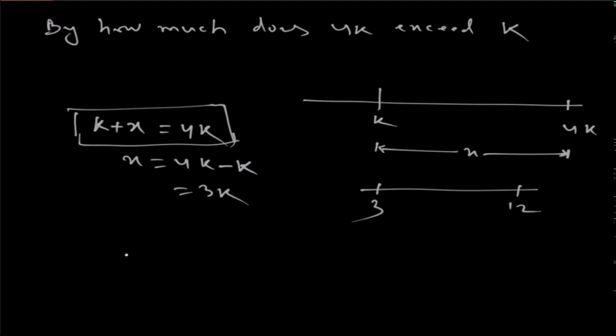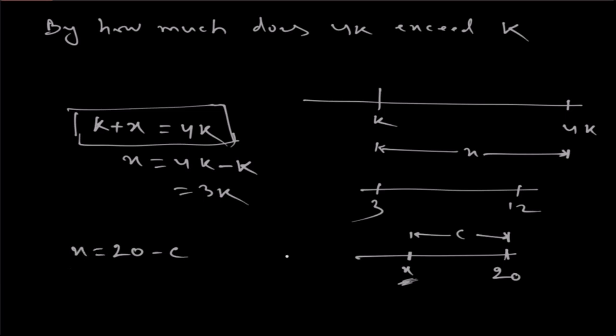What number is less than 20 by c? What number is less than 20? Suppose this is 20, and what is that number which is less than 20 by how much? By c. This is c, and this number you have to find. What is this number? That is equal to 20 minus c. Okay, that is x. You can write x equal to 20 minus c.